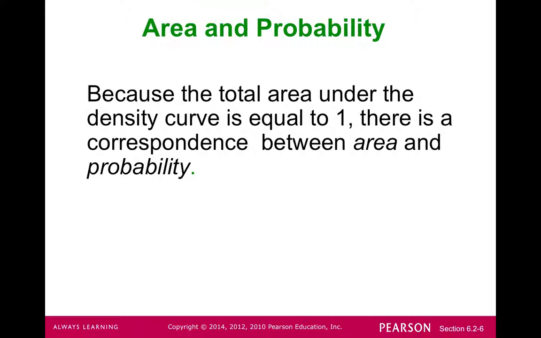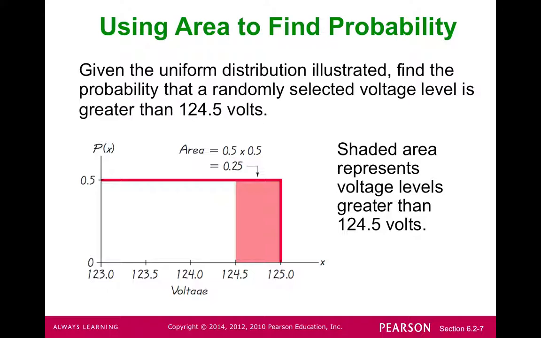So there is a relationship that we can establish between area and probability. Because the total area under the curve is equal to 1, and because all probability, when you add the probability plus its complement, or the probability of success plus failure, is also equal to 1, there's a correspondence between area and probability that we can use to solve problems. So for example here, we're going to use the area to find a probability.